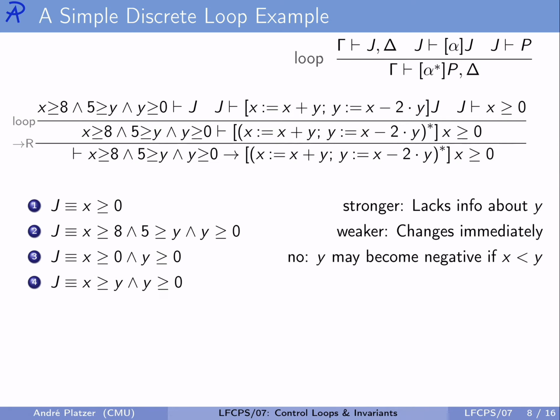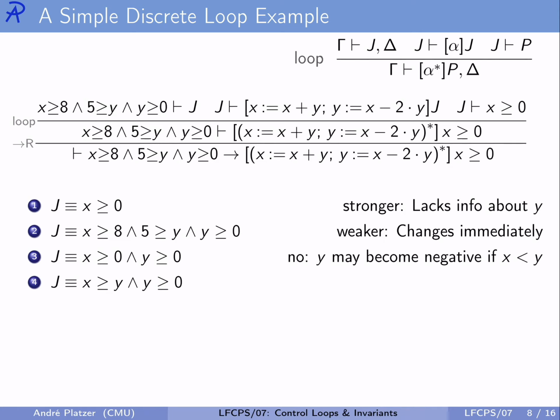The next loop invariant that we can try is to prove that x is greater or equal to y and that y is still non-negative, which is true in the beginning if you look at it. Yeah, 8 at least is bigger than the 5 that is at most. If x is greater or equal to y and y is greater or equal to 0, then we certainly know that x itself must be greater or equal to 0.